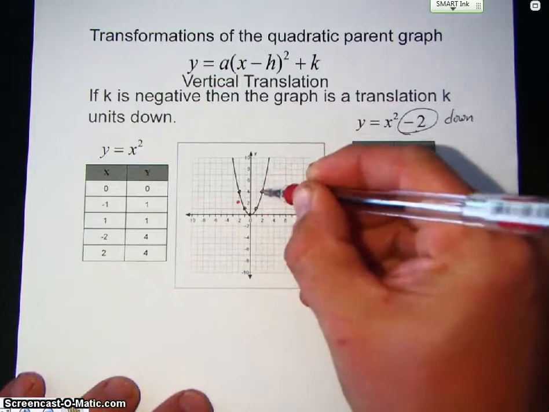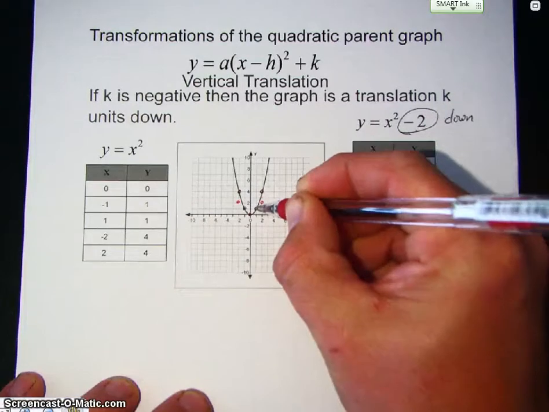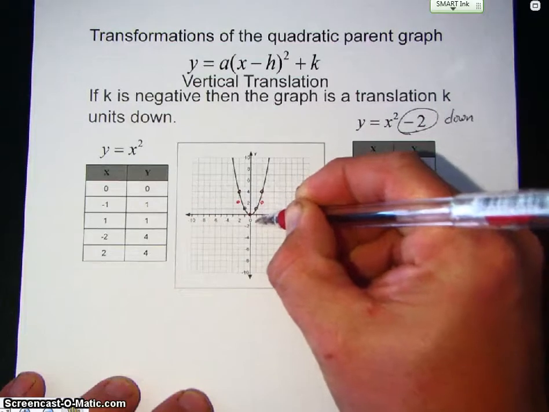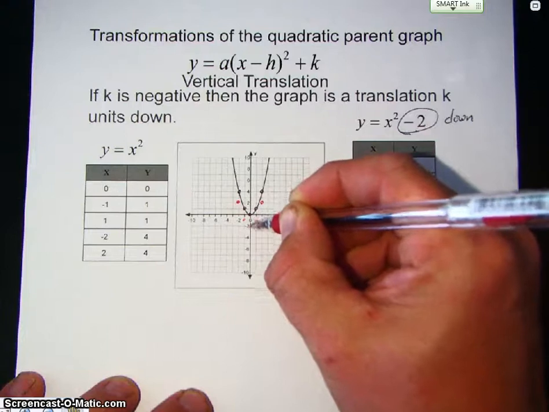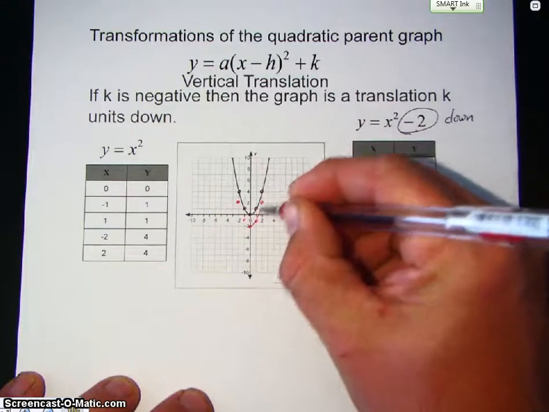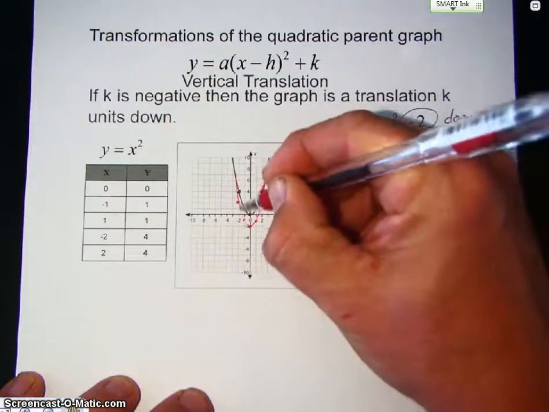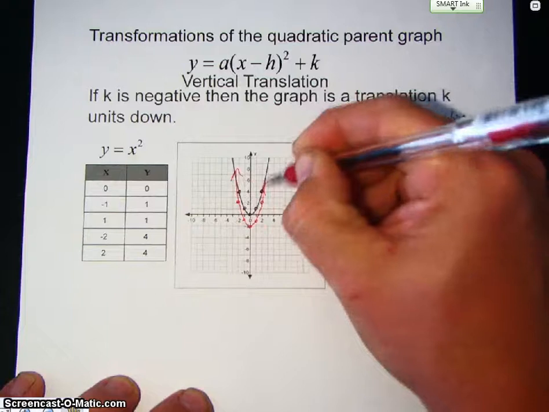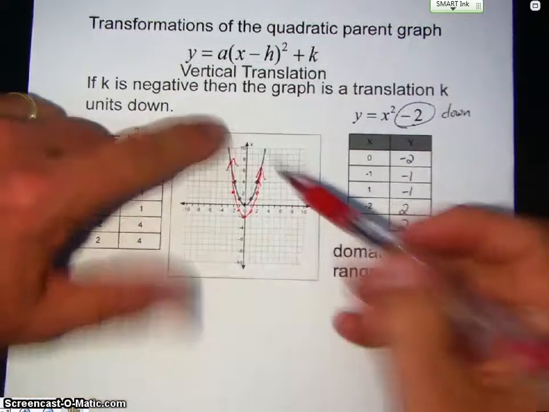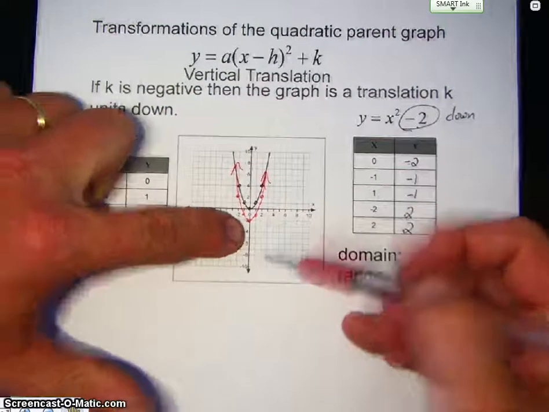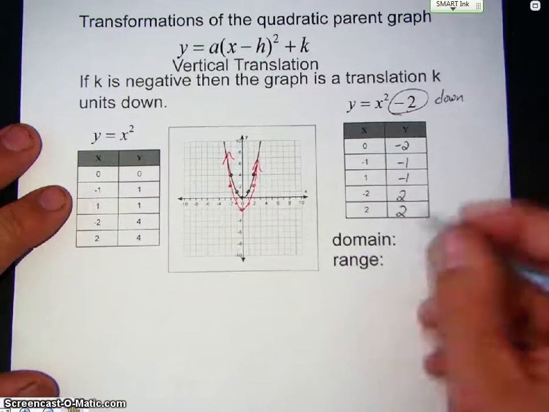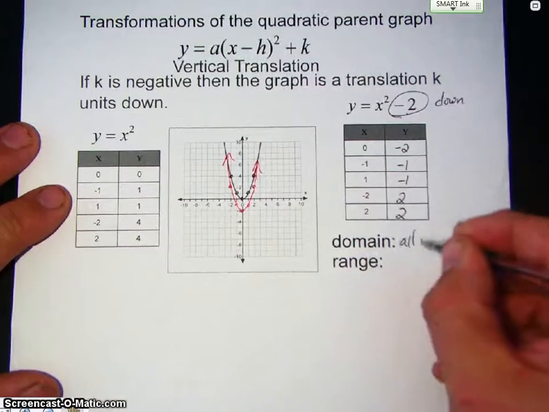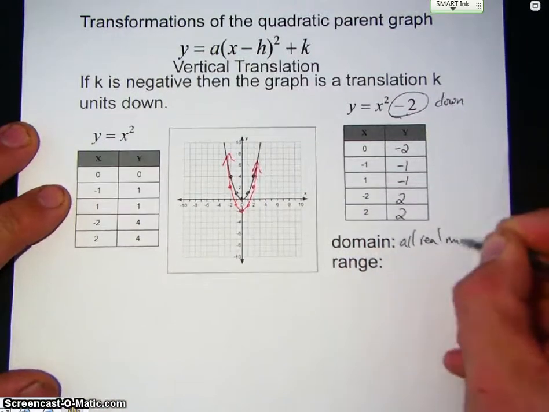1, 2. 1, 2. And then there's my new quadratic. You notice the whole graph went down 2. Alright, as I said before, my domain stays the same. I mean, it'll still be all real numbers.